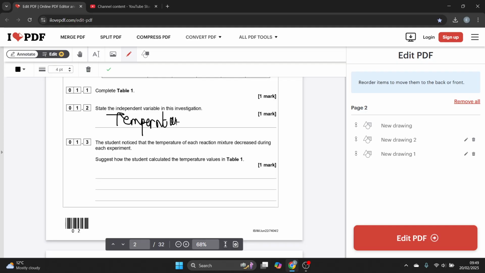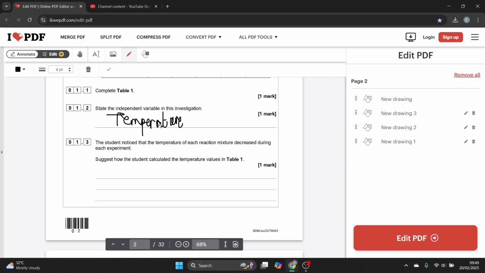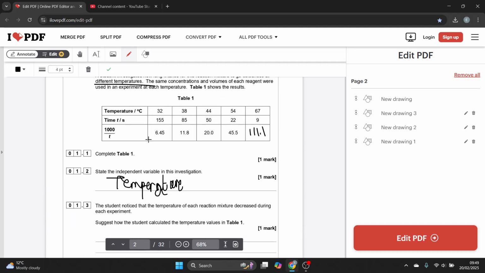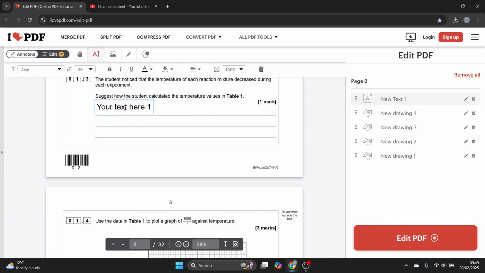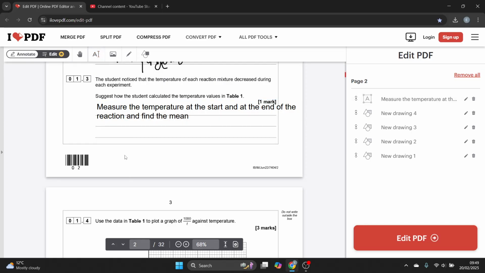The student noticed that the temperature of each reaction mixture decreased. Suggest how the student calculated the temperature values in Table 1. Okay, so what the student did was measure the temperature at the start and at the end of the reaction and find the mean.